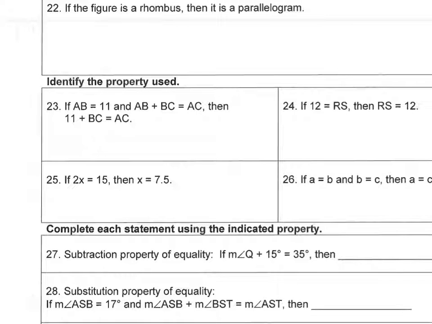Remember, these are if-then statements, so you want to say how I got from the if to the then. It says if AB equals 11 and AB plus BC equals AC, then 11 plus BC equals AC. What they did was they took the 11, they plugged it in there, so that's substitution.